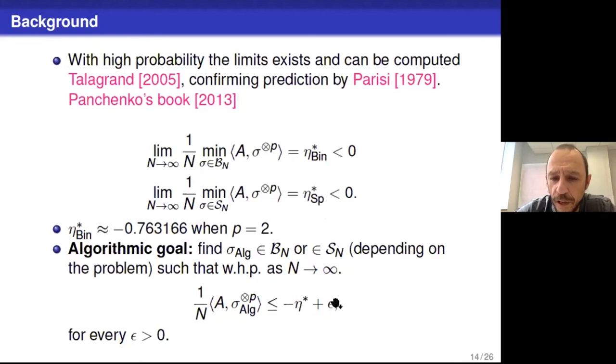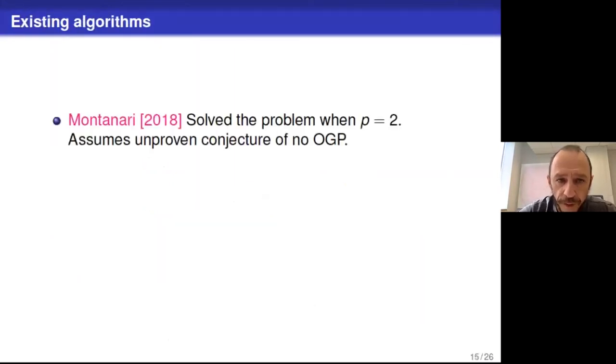Whether the additive error is an additive error or multiplicative error doesn't really matter too much once you scale the problem so that the limiting value is a constant, like it is here. Okay, so the algorithmic progress on this problem is fairly recent.